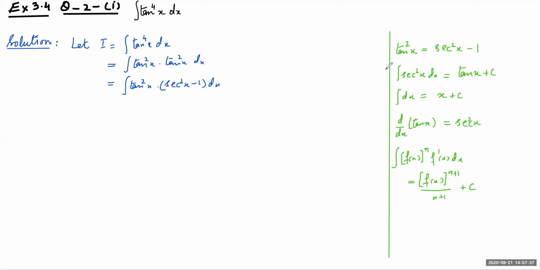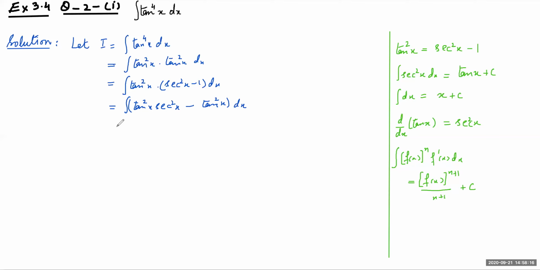using this result. Now open up the bracket. As a result, we are going to get two integrals. One integral will have tan²x into sec²x and dx. The other integral will have tan²x into minus 1, that is minus tan²x dx. So open up the bracket. We better do it in two steps. We bring this tan²x inside the bracket and we get tan²x into sec²x minus tan²x, and we keep the dx outside.